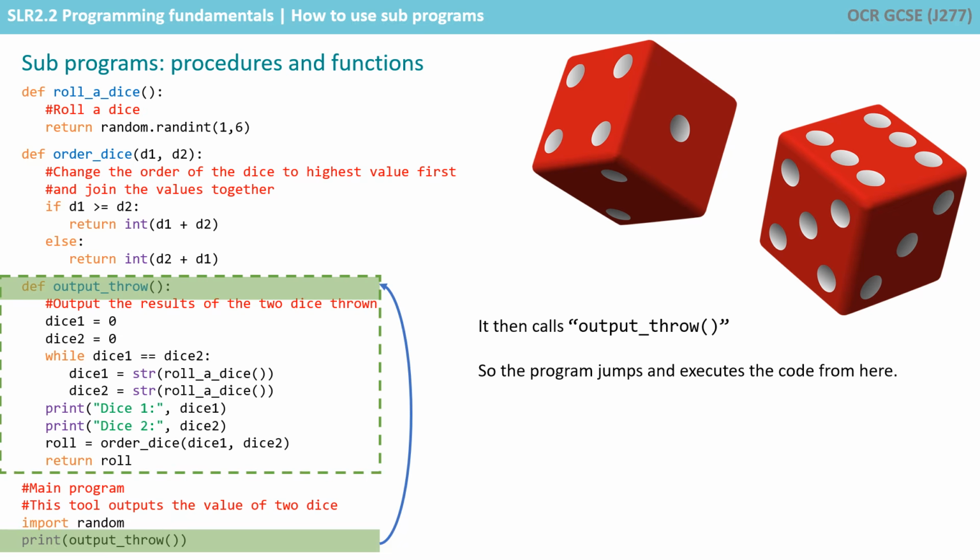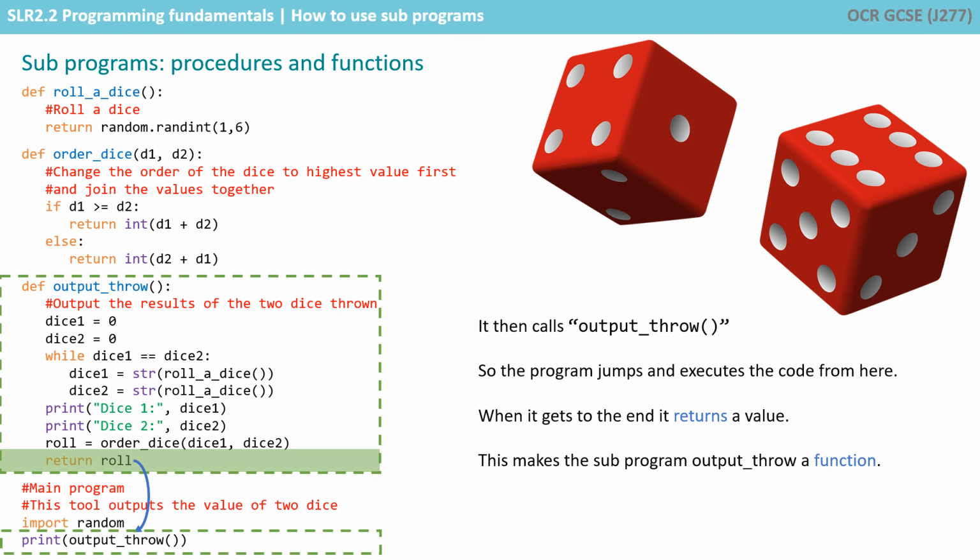Now this code example is being shown to you in Python, but at the end of the video we'll show you the syntax which will be used in the exams. You can see that when we get to the end of this subprogram here, we hit a return value and it returns the value of roll to the part of the program that called it. Now this makes this subprogram output throw a function, because remember functions return a value whereas procedures do not.